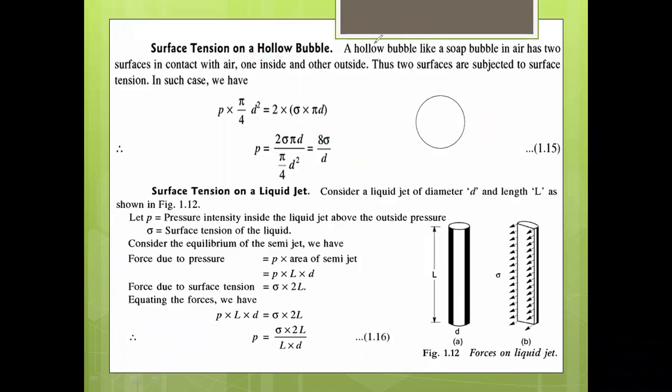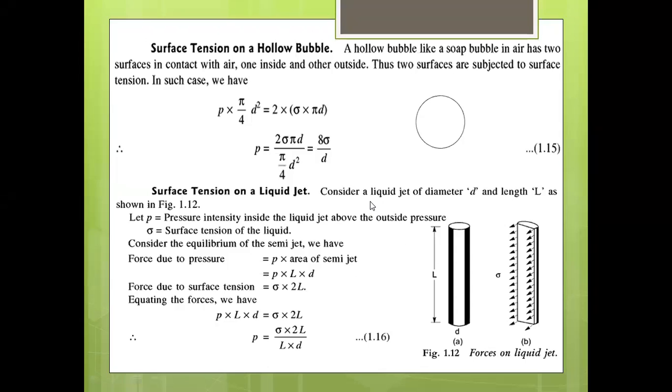Next is the surface tension on the liquid jet. This is the derivation part, so here we are going to see the formula directly. Write down the formula: this L will get cancelled, and you can write this formula as P equal to 2 sigma by D. It is half of the pressure that is acting inside the liquid droplet, which was 4 sigma by D.